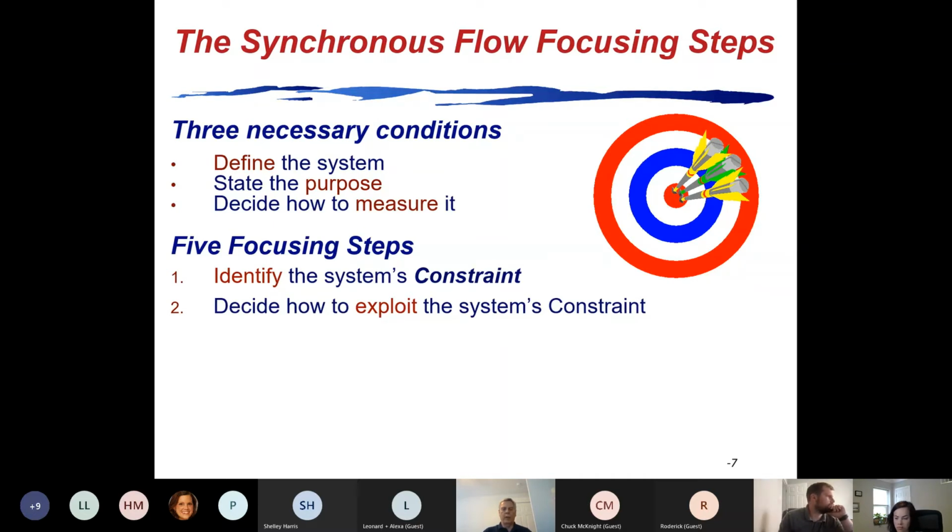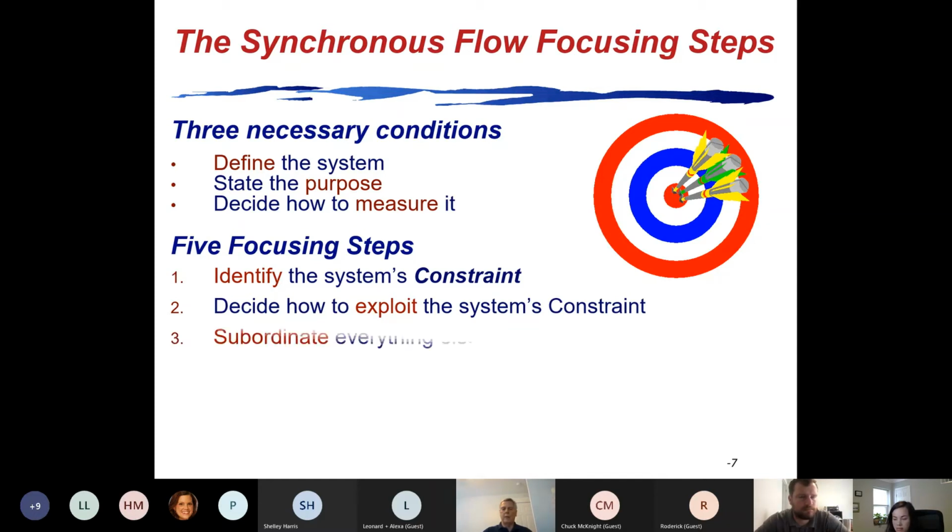Decide how to exploit. That means get the most out of it. So the constraint is the weakest link. That's where we need to go to work. And there is a whole list of things that you can do there that will increase the capacity, the strength, the viability of that system's constraint. Step one, identifying constraints, is not that tough to do. It's doing a little study and measuring the impact of performance at each process step.